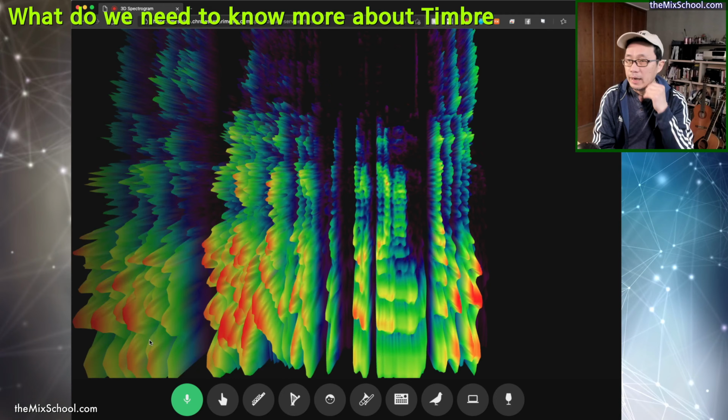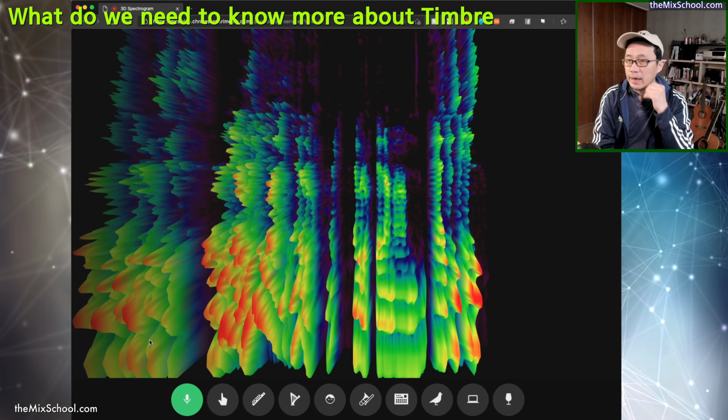Today my topic is: what do we need to know more about timbre? We already know what timbre is, right? The three elements of sound are level, the loudness, and second, pitch, right? And third is timbre. That's the thing that we all learn from Sound 101.